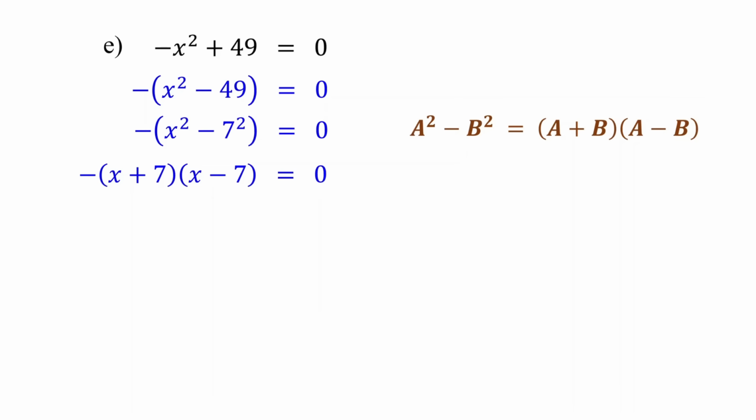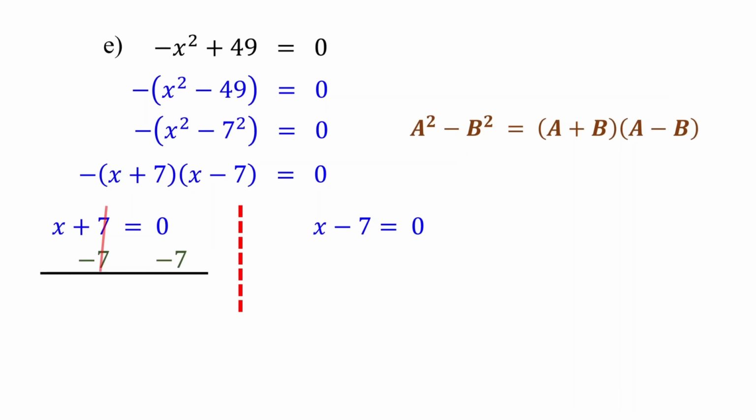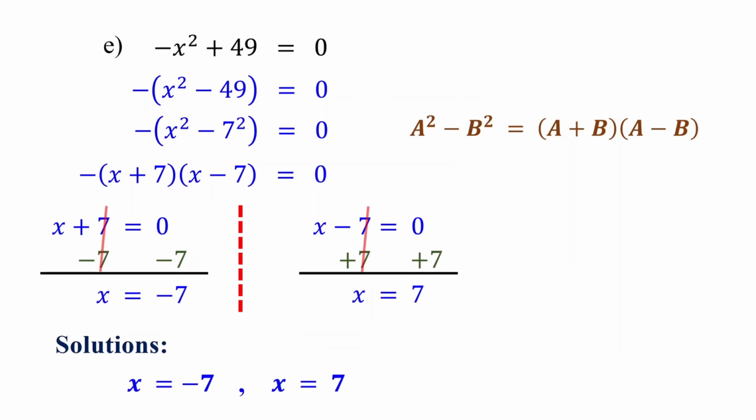Next, apply the zero product property. For this product to be 0, either x plus 7 must be 0 or x minus 7 must be 0. From the first equation, we get x equals negative 7. From the second equation, we get x equals 7. Therefore, these are the solutions.